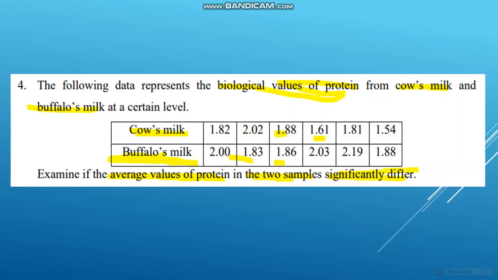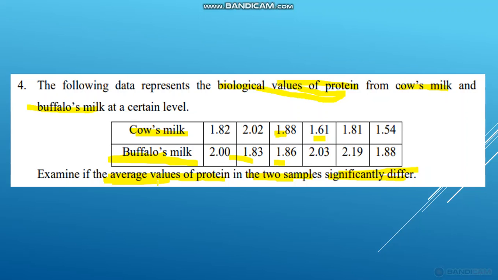For this we are going for a two sample t-test. Why? See here, the sample size is 12: 1, 2, 3, 4, 5, 6, 7, 8, 9, 10, 11, 12. That is less than 30, and also we want to test two samples. Here we want to test the average value, which means the sample mean, the two sample means. So we are going for a t-test for two samples.